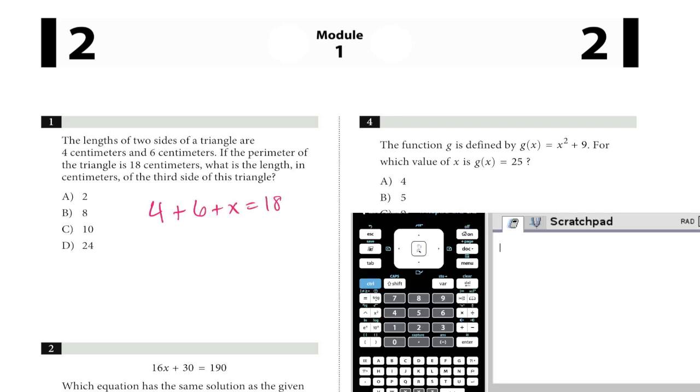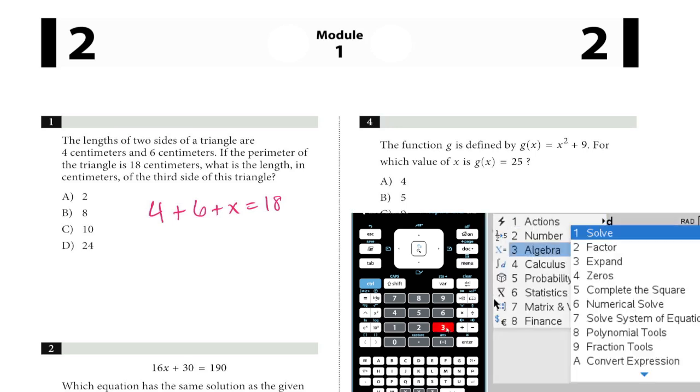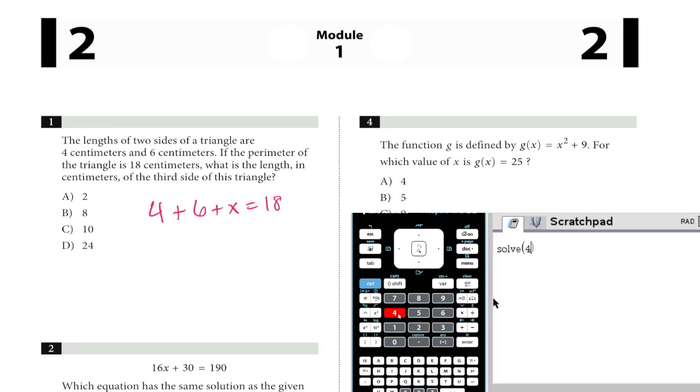Again, we'll pull up our calculator. So we can just use solve, menu 3, 1. So 4 plus 6 plus x equals 18, comma, x. Enter. We get x. It's 8. All right.